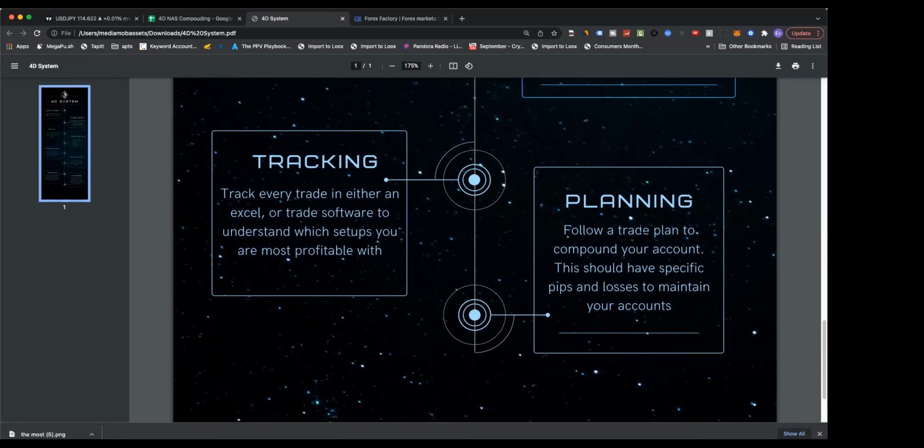I need to find setups that are able to meet these targets. It'll make your life easier when you have a trade plan. You need that plan. If you're trading blind without it, you're never going to compound your account. You need to have a specific plan, and setups that fit that plan.